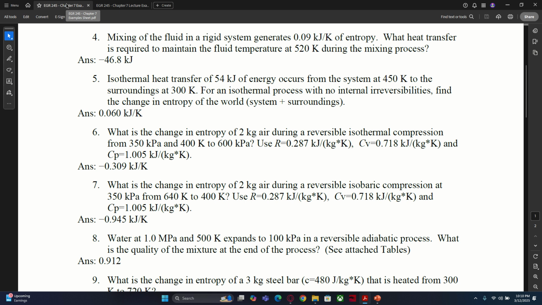The isochoric heat capacity, CV, is 0.718 kilojoules per kilogram Kelvin, and the isobaric heat capacity, CP, equals 1.005 kilojoules per kilogram Kelvin.